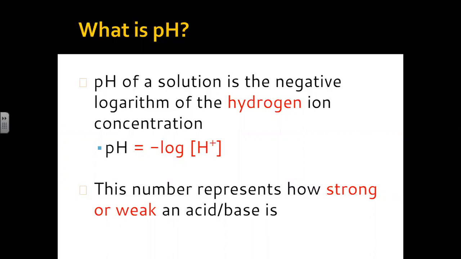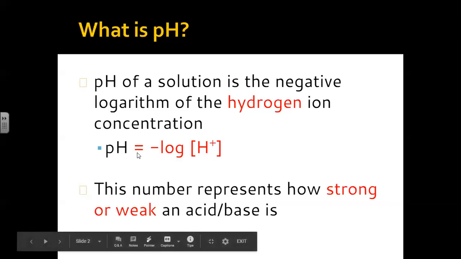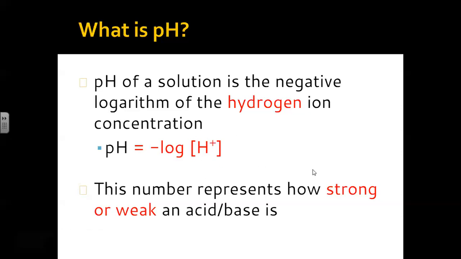So if you know how much of the hydrogen ion is in a particular solution, you know how strong that particular acid or base is. And pH is just another way to look at that number to make it a little bit easier to swallow. So if you want a pH, all you have to do is take the negative log of whatever concentration of hydrogen ions you may or may not have, and you get that number.